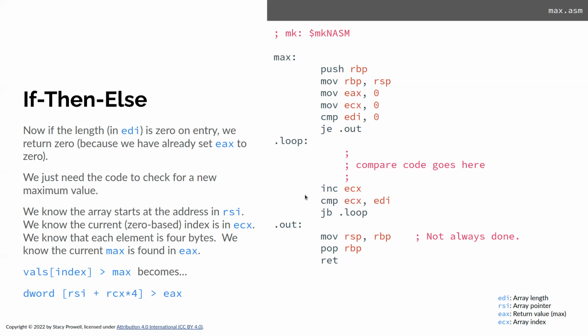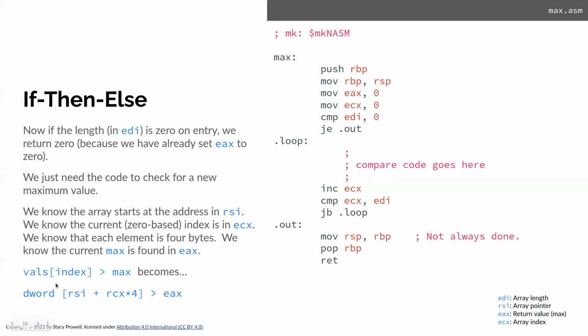So now we need to just do a comparison. We need to compare the maximum to what's in the array at the position pointed to by ECX. Well, the array is pointed to by RSI. The index into the array is ECX, and each element is 4 bytes long. So I need to look at RSI plus ECX times 4. That sounds like a good use for my effective address calculation.